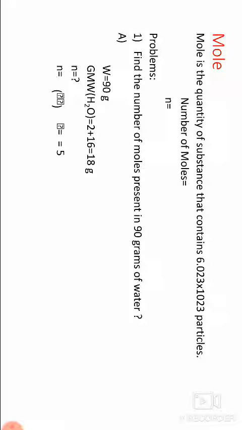Problem: find the number of moles present in 90 grams of water. The formula used is the mole formula, small n equals W by GMW. Weight equals 90 grams, gram molecular weight of water equals 18. So n equals W by GMW, 90 divided by 18, and the obtained value is 5.